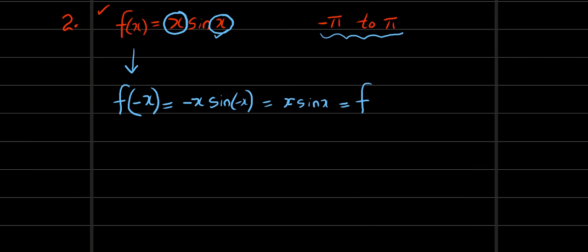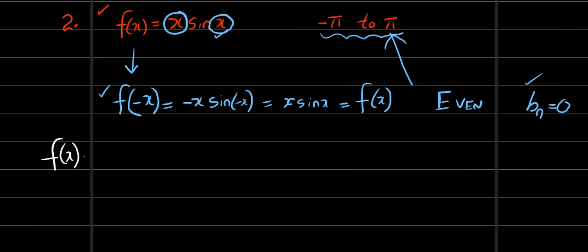Okay, so like I told you in the last video, this function has the capacity to make that negative disappear. So this is an even function. Now what's the advantage of an even function? You can forget about bn because the limit is from minus pi to pi.